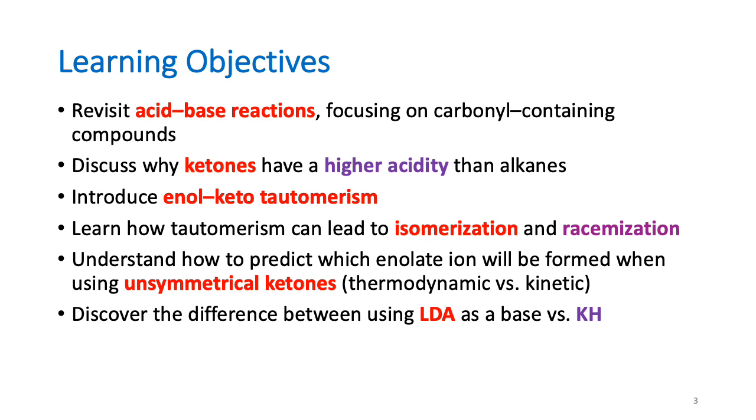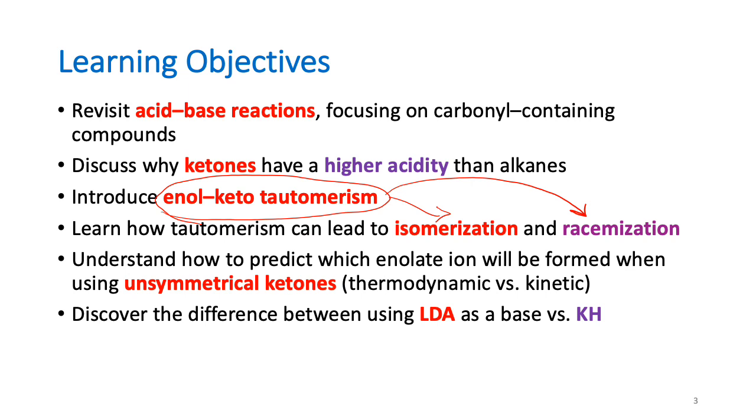So here's what we've done thus far. We've talked about acid-base reactions focusing on carbonyl-containing compounds, aka how ketone alpha carbon protons are relatively acidic when, for instance, compared to alkenes and alkanes. We also have discussed why ketones have higher acidity than alkanes, and we introduced to you this concept of enol keto tautomerism and how it's applied to isomerization reactions, such as the carbonyl transposition and racemization reactions, which I used a little case study on a drug called thalidomide, where it racemized the drug.